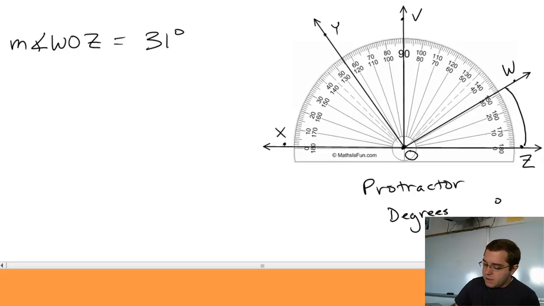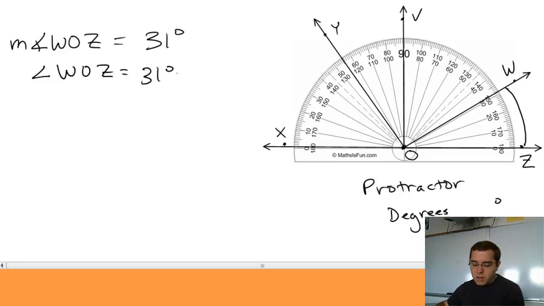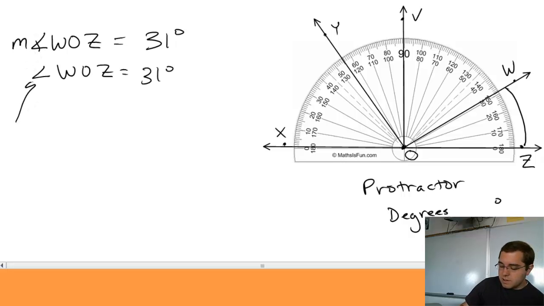Now there's two ways that I can write that. I can write it with an M and an angle symbol with that little marking through the angle, or I can write it with an angle symbol and not a little mark, like that. Without that little mark means that I'm talking about the number, the size of that angle. With that little mark like we have here means that I'm talking about the angle itself, not its measure.